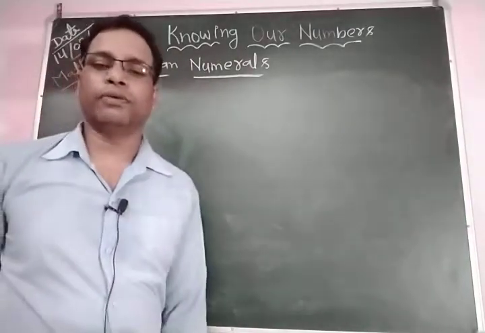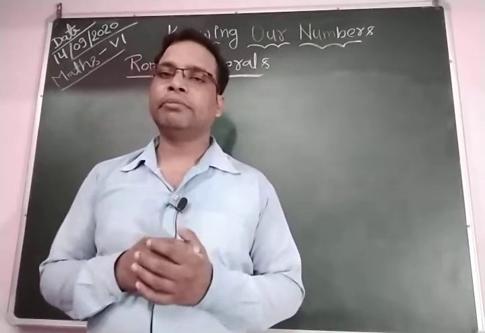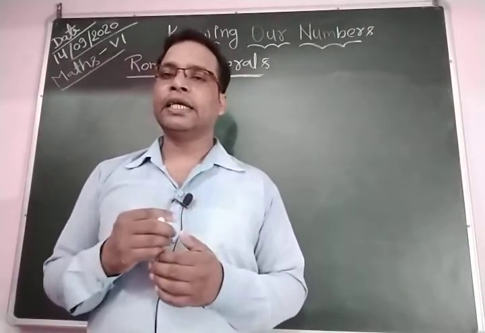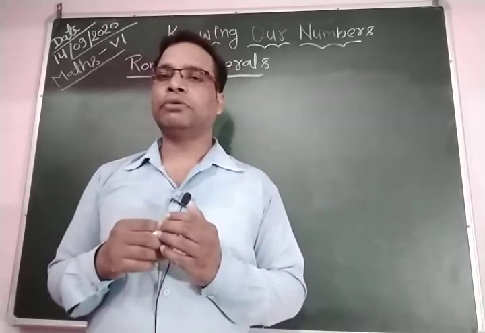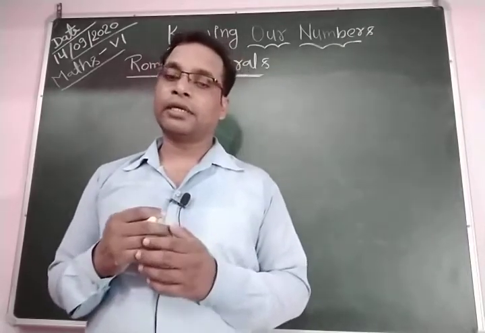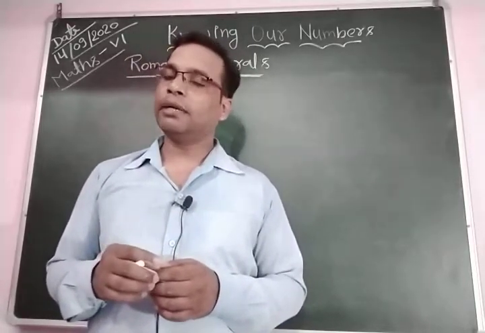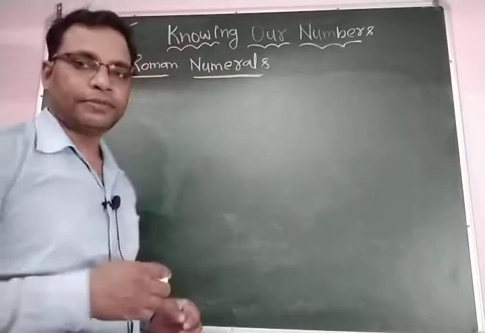Okay, this is rule number 4. What is rule number 4? Again, I want to explain it. If the symbol of smaller value is written between the symbols of two greater values, then its value is always subtracted from the symbol of greater value which comes immediately after the symbol of smaller value. Okay, so let's see one example.